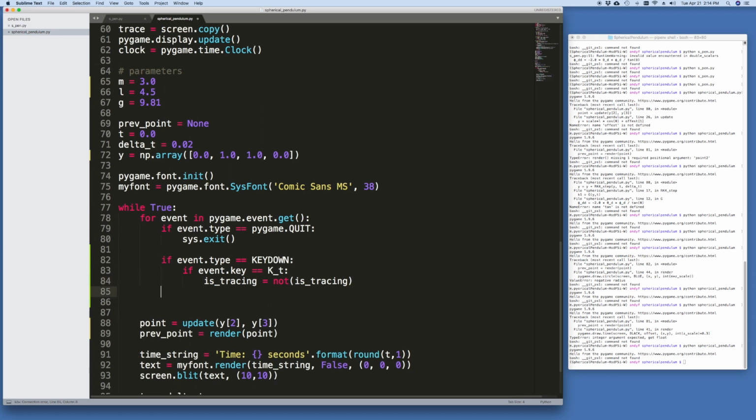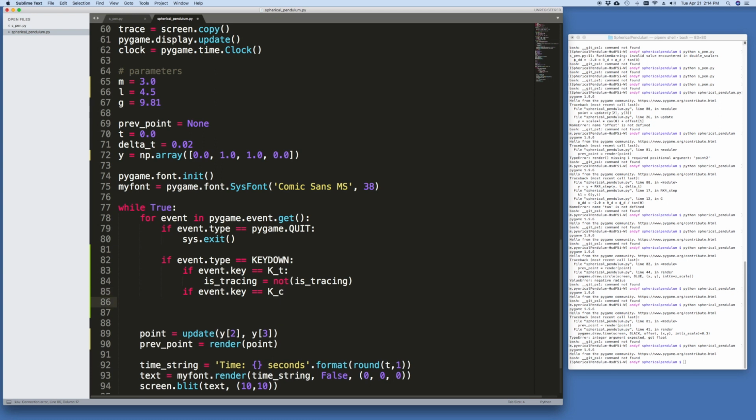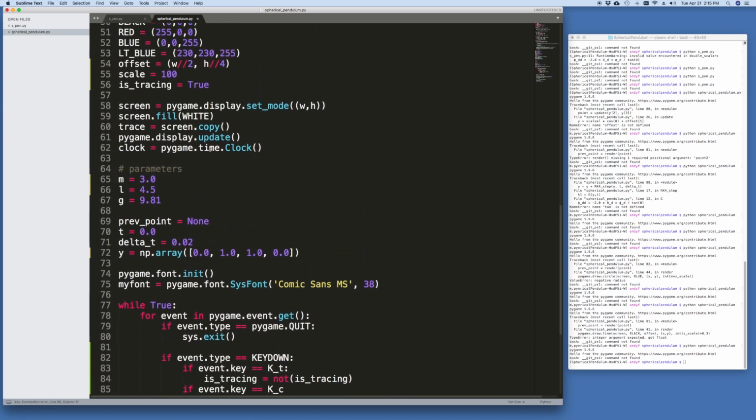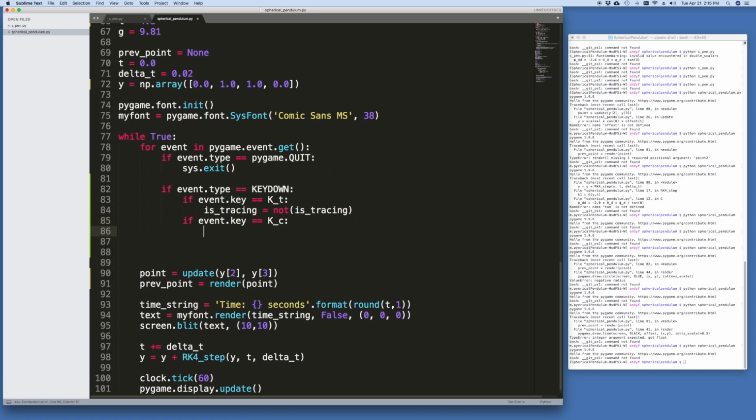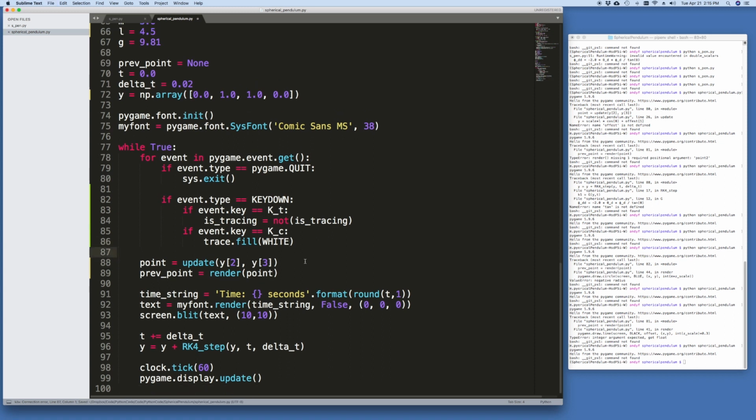And while I'm at it, let's also allow us to clear this. So if event.key is equal to, let's say, lowercase c, c for clear, then what we want to do is we just want to white out, we want to clear the trace layer, right? So this trace layer here, we just want to fill that with white. So that's easy enough. So we just say trace fill with white. And that should be it.